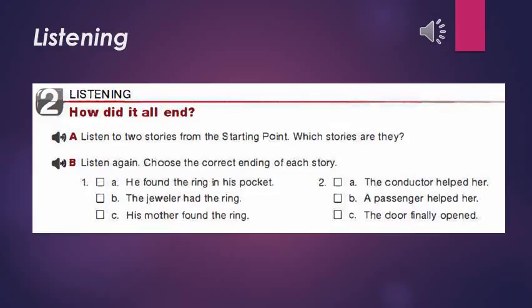Page 48. 2. How did it all end? B. Listen again. Choose the correct ending of each story. 1. You see, my mother had this ring. It was kind of old. It had been given to her by her mother, my grandmother. It had been in our family for years. Anyway, my mother asked me to take it to the jeweler's to get it repaired. She told me to be very careful with it.